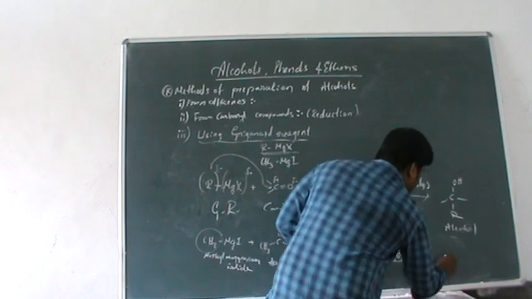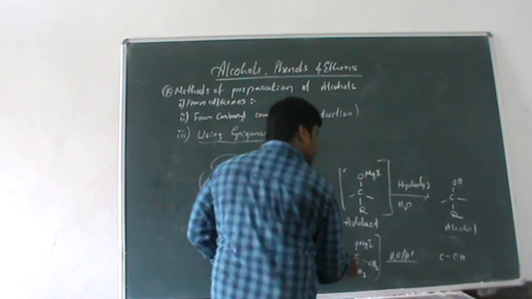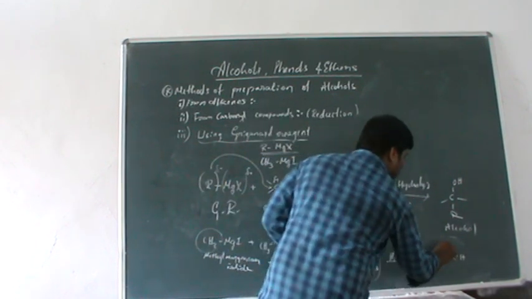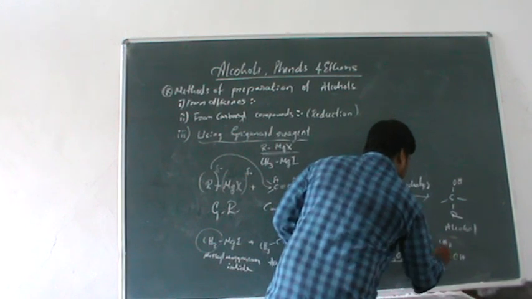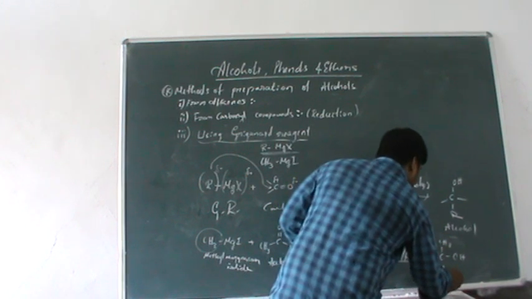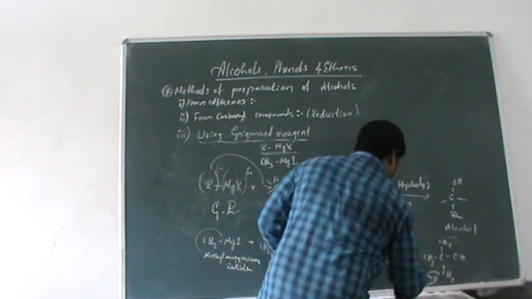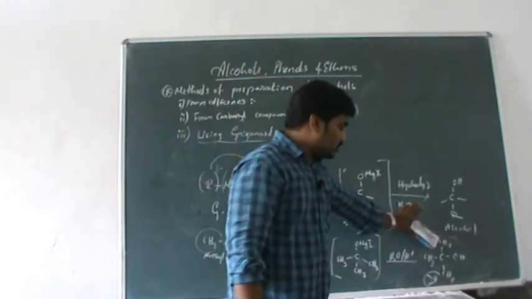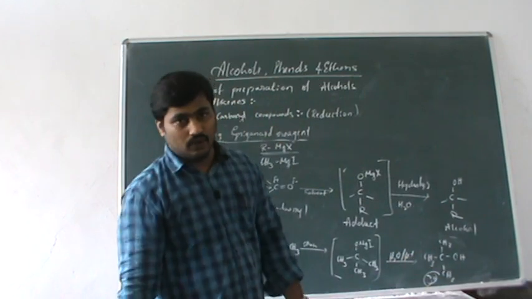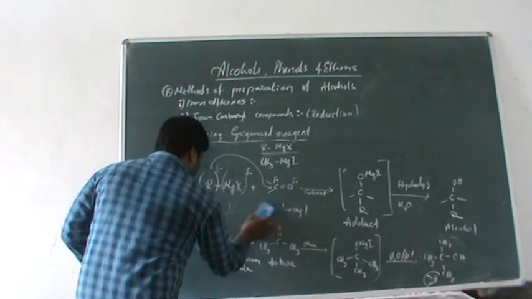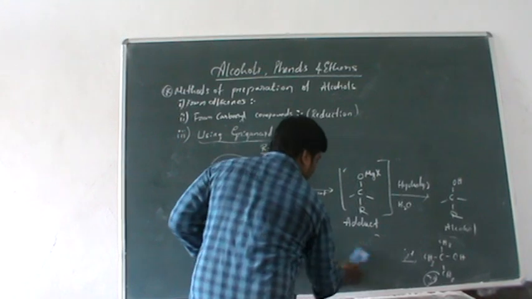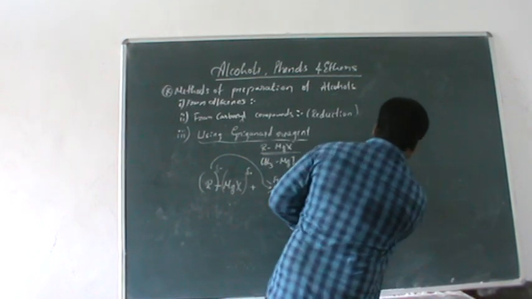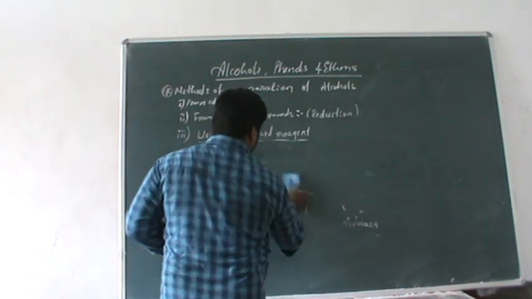COH, and all these are CH3s: CH3, CH3, CH3. This is the tertiary compound. Suppose we use ketone, then it gives tertiary alcohol. Okay. What is the conclusion? These are very important things. What is the conclusion of this reaction?